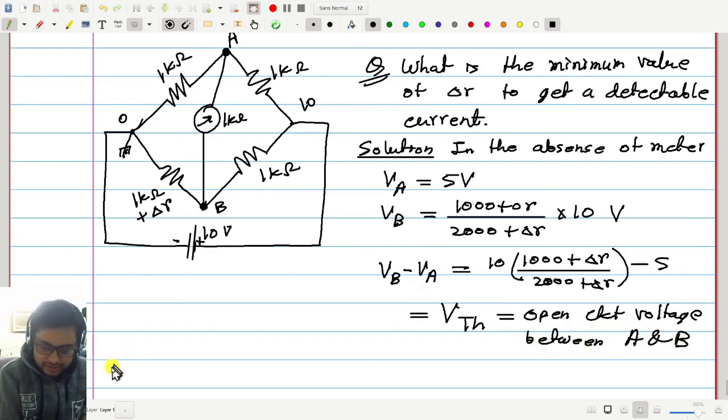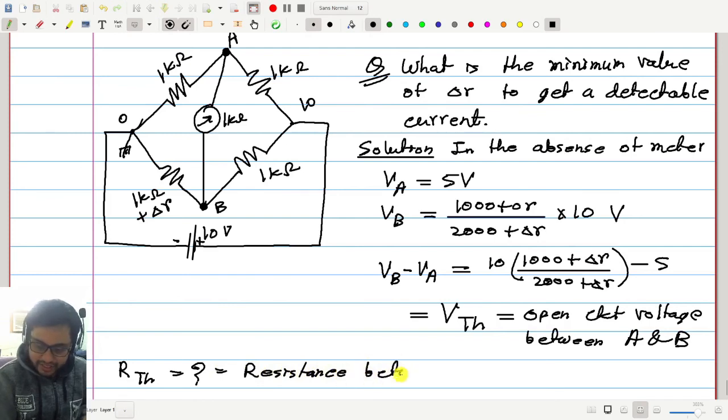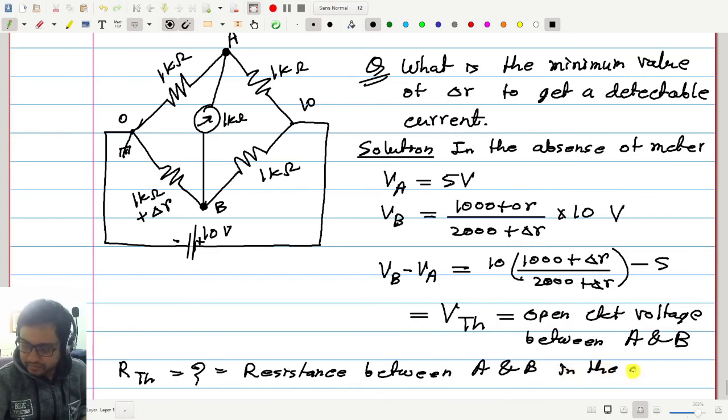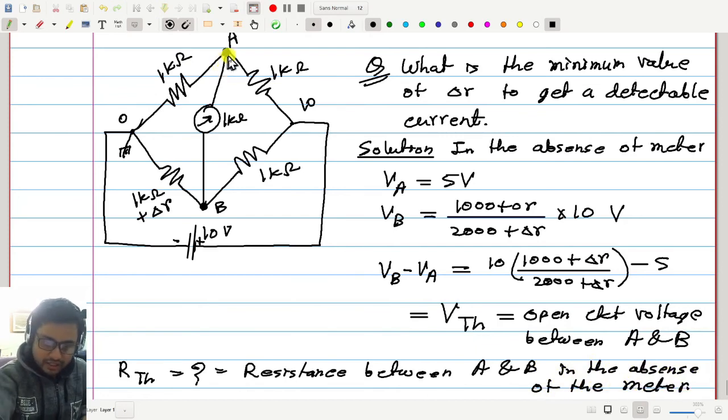Now let me find R Thevenin, that is the resistance between A and B in the absence of the meter. Okay, so the meter is not there. So let me break it slightly.